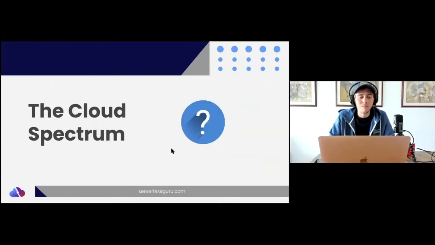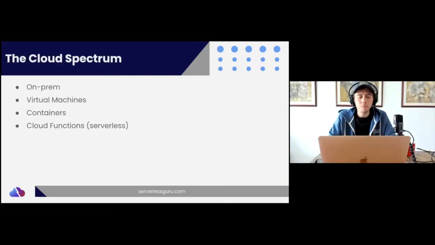So the first thing I want to jump into is similar to how Chinmay got into an overarching theme of how we got to where we are today. And that's with the cloud spectrum. And so the cloud spectrum, I'm going to start with on-prem. Basically, maybe you had your own data centers, things like that.